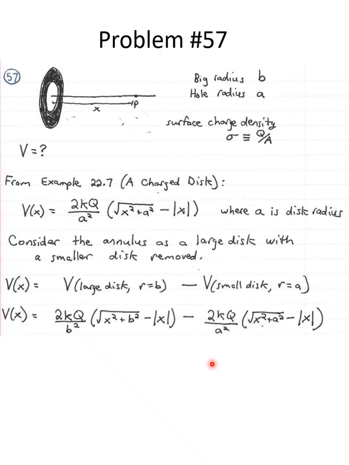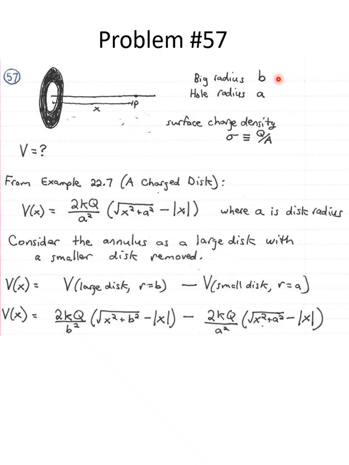Now, I've chosen a different way. I've taken the result that they get in example 22.7, and I think of it like this. Imagine the complete disk, and you're going to get some charge covering it. You're going to get some potential from that. And then imagine cutting out the center, removing that disk. So we're going to get the potential from the big disk minus the potential from the little disk. So that's the approach that I took.